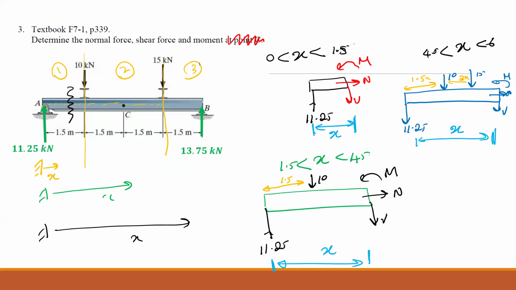So x can be between 0 and 1.5 if I'm cutting, and my left-hand side section will look like this. If I am cutting between 1.5 and 4.5, then my section will look like this. And when the x is between 4.5 and 6, the section will look like this. So these are the only three possible sections that we can get. Any question so far? Are you guys okay?